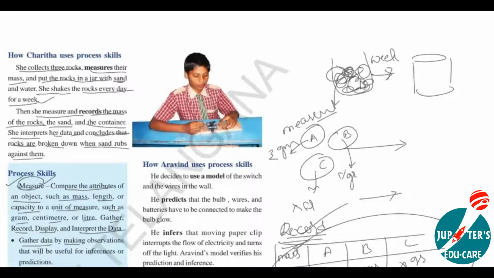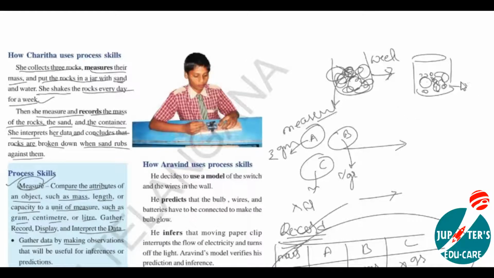It's the conclusion. When she observed after one week, what happened? Before the experiment, she took three rocks. But after the experiment, after one week, the three rocks became small pieces. Means the rocks are broken down. Why? Because the rocks are rubbing against the sand particles. Due to this rubbing, friction arises. So due to more friction inside the jar, the rocks are broken down and become small pieces.